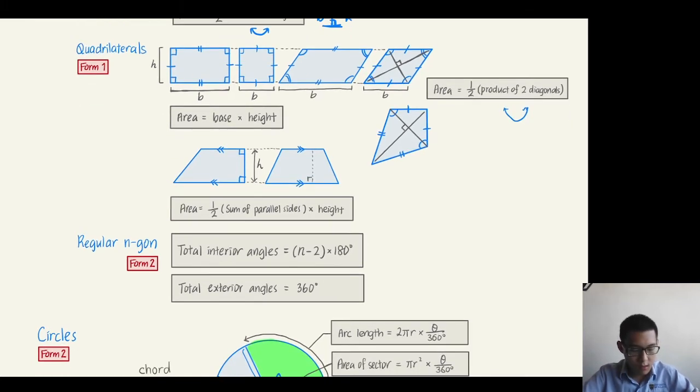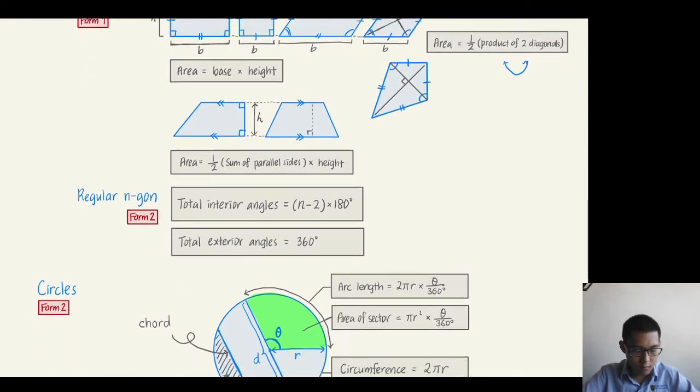Okay, let's say we have this another one. For the sum of parallel sides, we need to ensure that they are parallel so that we can use the sum, and the height, make sure it's perpendicular. So that's why we have this formula.